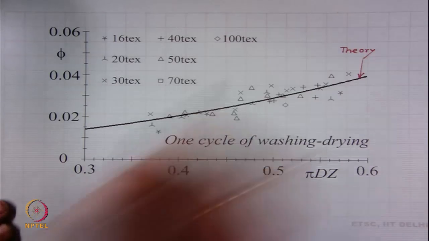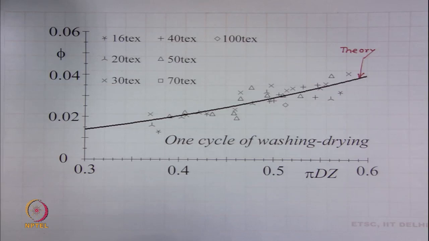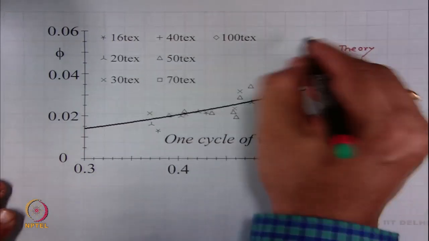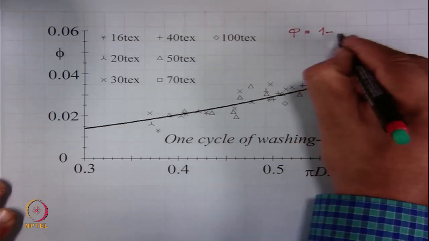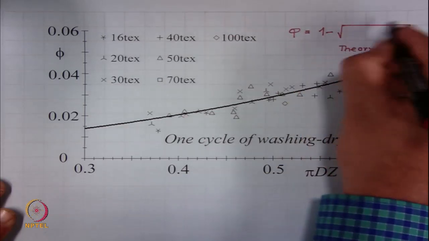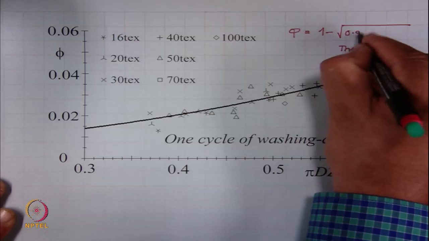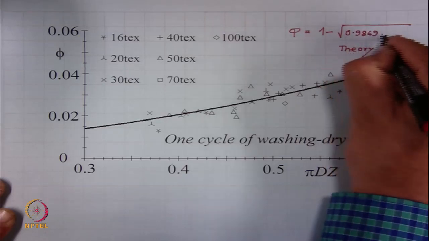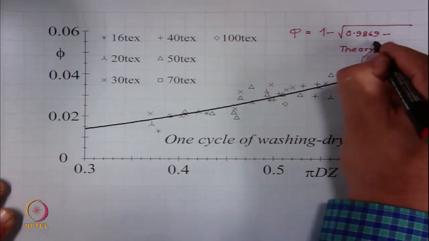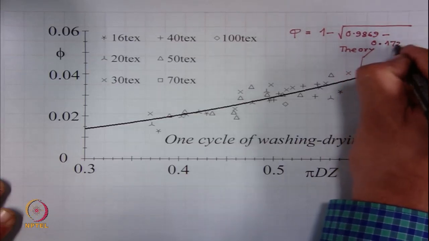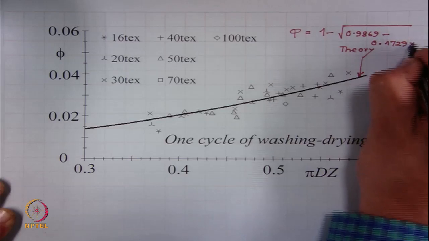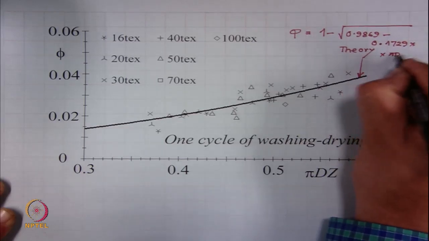What is the expression of this line? 1 minus root over 0.9869 minus 0.1729 into pi dz square.